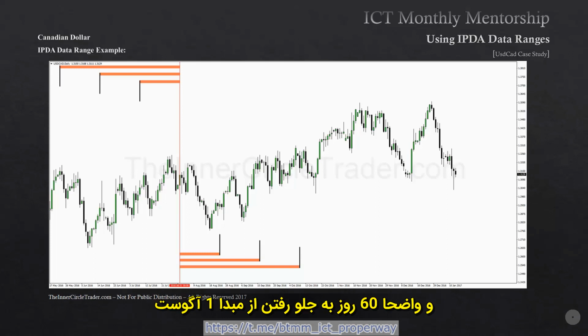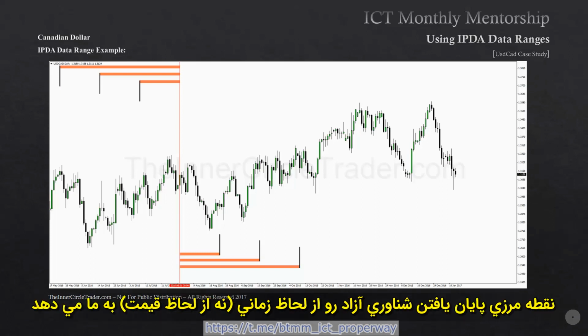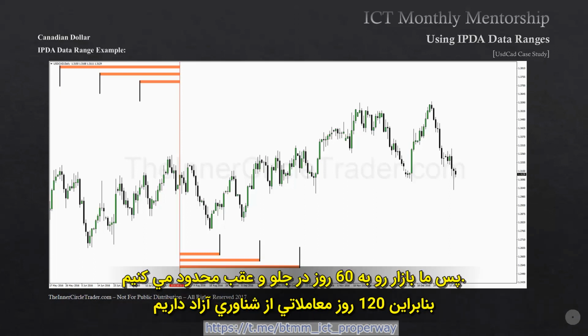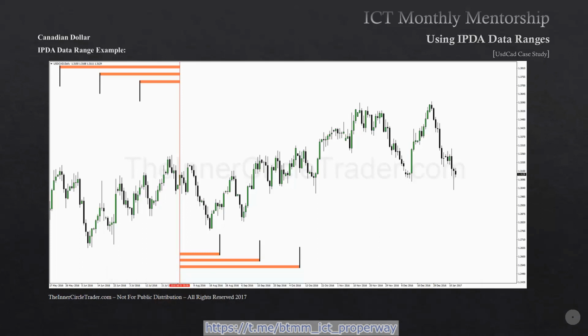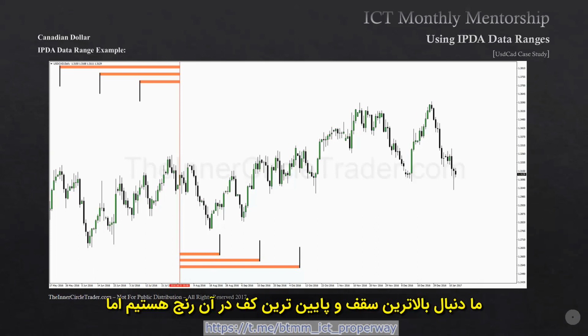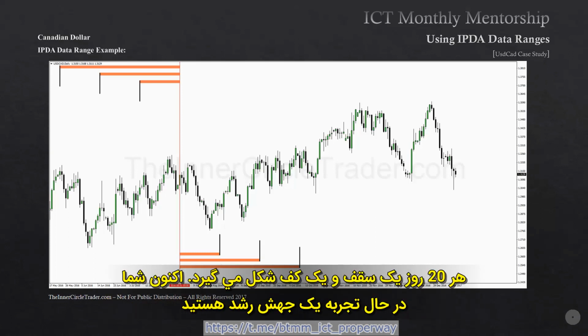And obviously, 60 days cast forward from the 1st of August would give us the boundary point at which open float ends in terms of time. Not in terms of price, but in terms of time. So we are bracketing the market, if you will, 60 days forward in time, and looking back in the past 60 days. So we have 120 trading days of what would be called open float. We're looking for the highest high and the lowest low in that range. But every 20 days, there's a high and a low form.